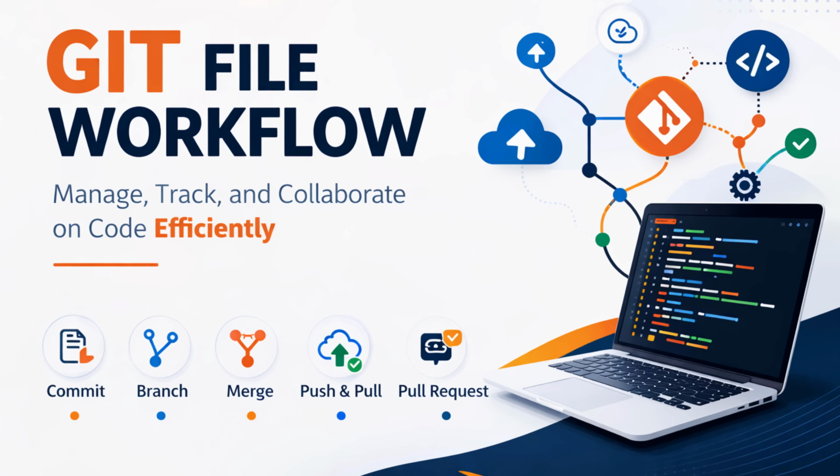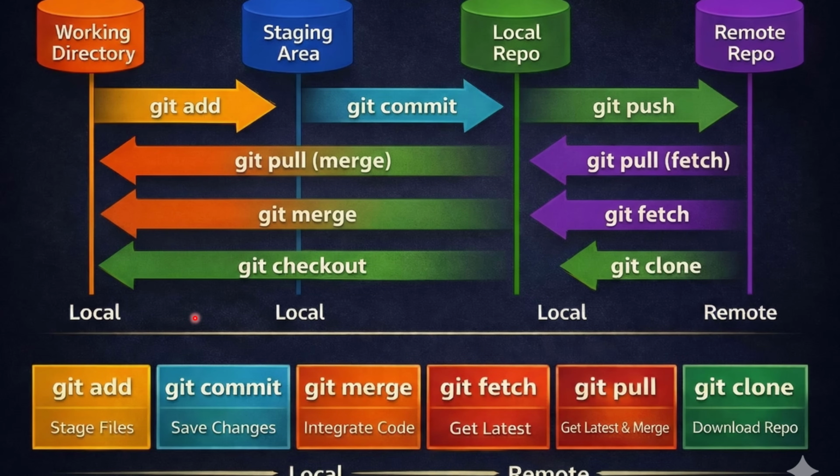So let's begin. In our previous video, I explained that there are four Git stages. One is the working directory, one is the staging area, then we have the local repository, and finally we have the remote repository.